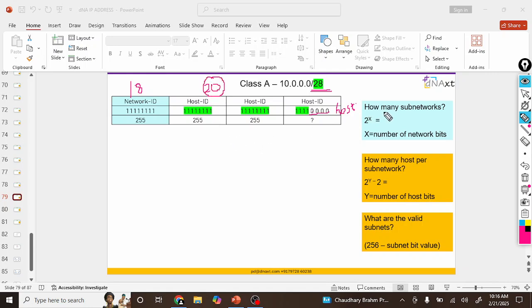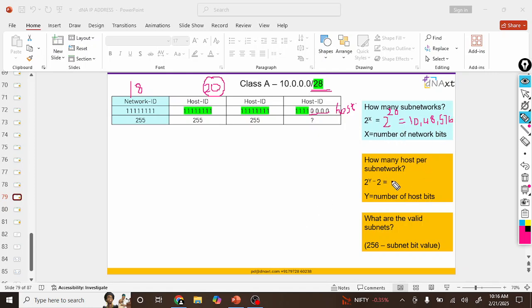So how many subnetworks we will get? We will get 2 to the power 20 subnetworks. That comes out as 10 lakh 48,576. These many subnetworks you will get.